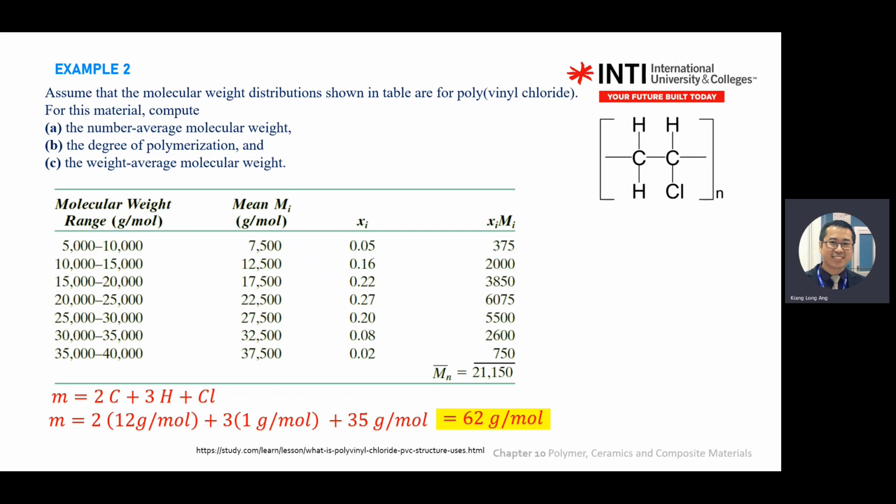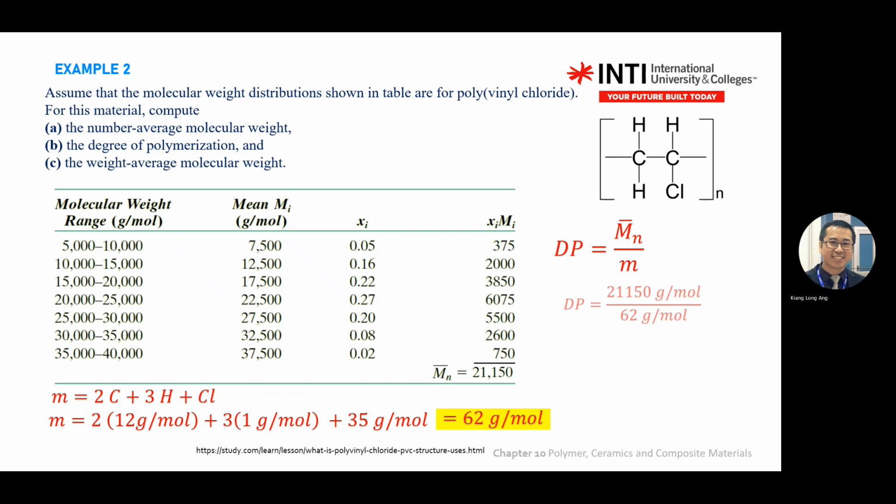Then you get the average molecule weight here. So you take this one divided by this one, you get the degree of polymerization, DP, or how many units of monomer you have. So DP, if you do the calculation, you'll get 338. Of course, you'll get a decimal place or something. Get the round number.